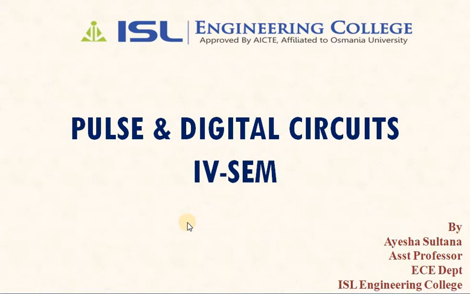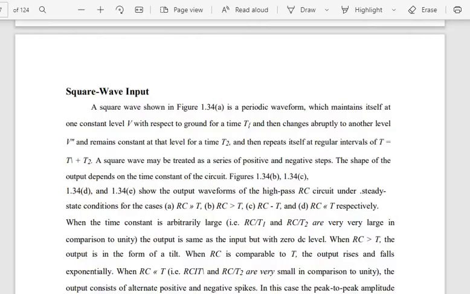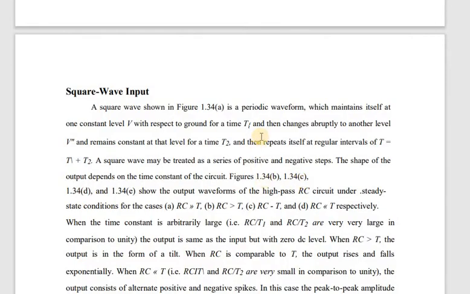So let's move on to the next topic. We are going to apply our square wave to the high pass RC circuit. Now what actually is a square wave? A waveform which maintains one constant voltage level V dash for time T1, and after some time it maintains the voltage V double dash for a time T2. So the overall time period of your square wave is T equals T1 plus T2.